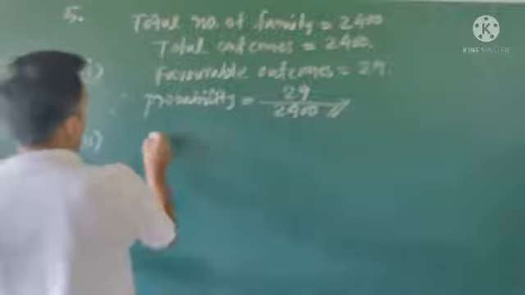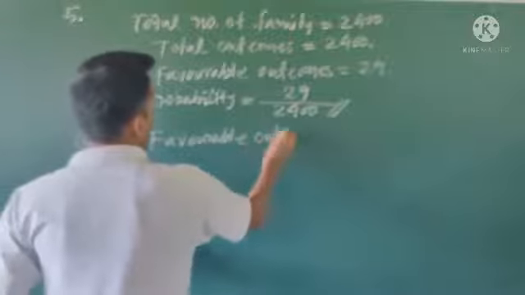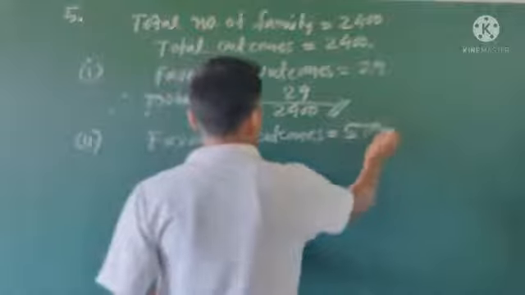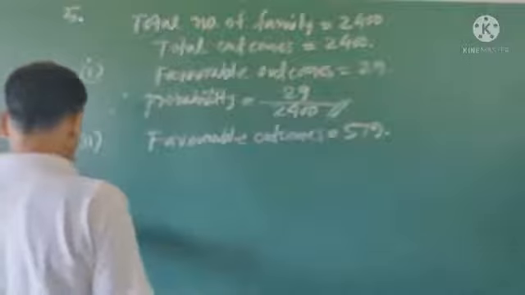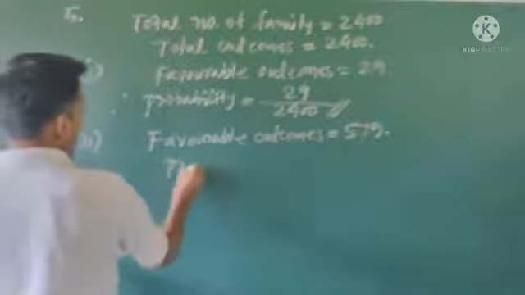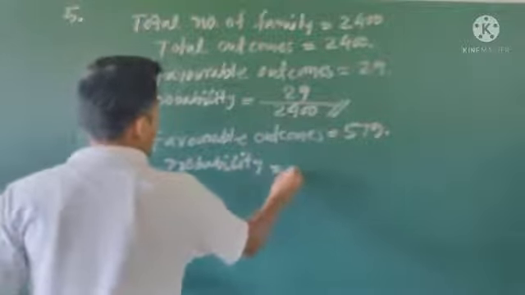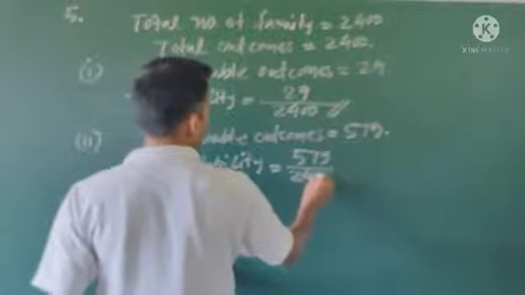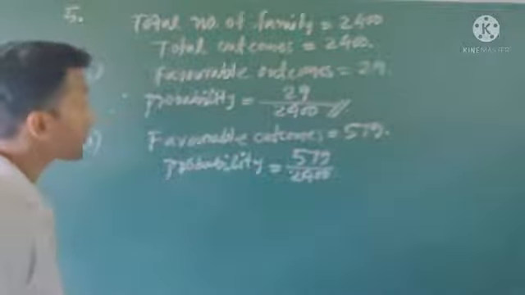579. So the favorable outcome is how much? 579. One vehicle has how many families? 579. Therefore the probability will be 579 divided by 2400. That means favorable outcomes divided by total number of outcomes.